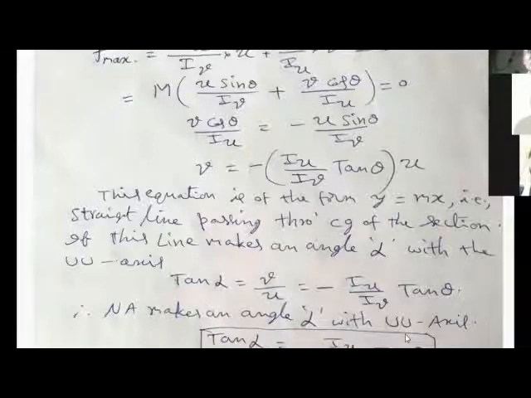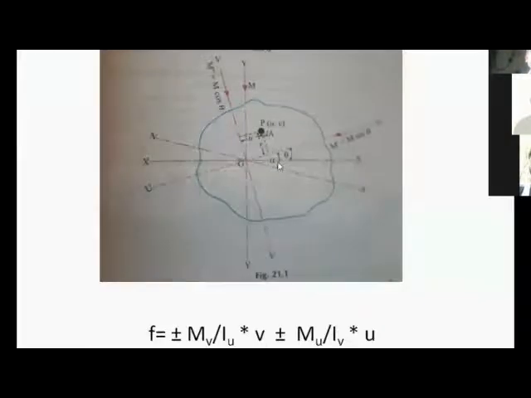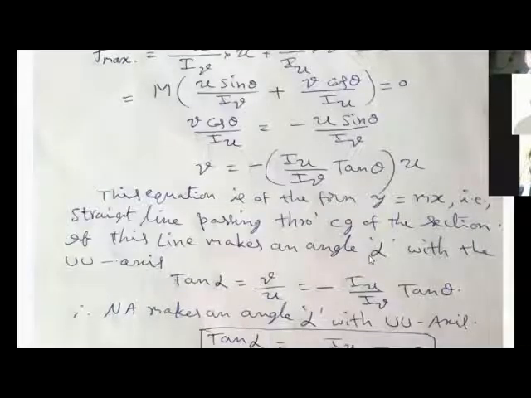So here, if you look at this particular diagram, this is YY, this is XX, this is UU, and this is VV, and this is angle alpha. The tan alpha is equal to minus Iu by Iv tan theta. It gives you this alpha value, and this is your neutral axis, along which the resultant stress is 0. So this is how to find the neutral axis. So tan alpha is equal to minus Iu by Iv tan theta.